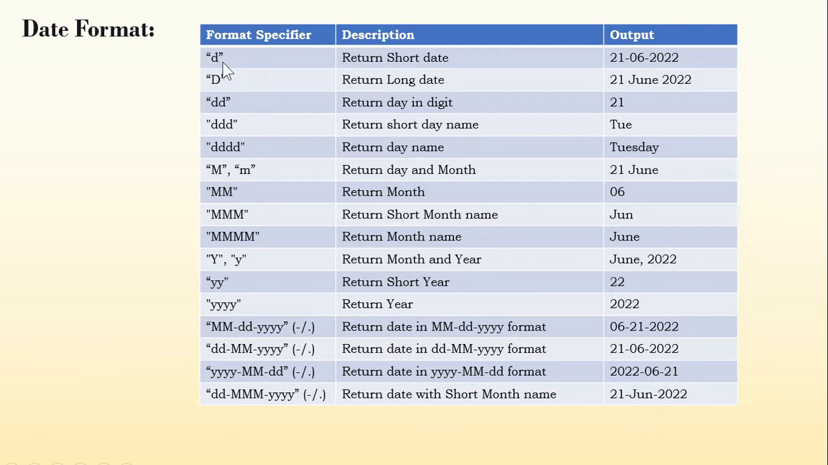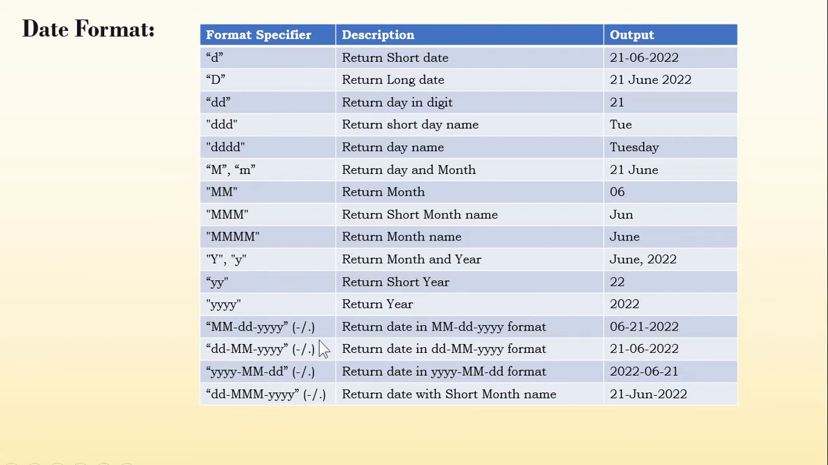If you use d, small d, it will return a short date, which is like this: 21-06/2022. So this is day, this is month, and this is year. If you put D, that is capital D, it will return a long date. It means it will return 21 June 2022. If you put dd, it will return the day in digits, it means 21. DDD will return a day name, that is TUE. If we put MM, it returns the month. So you can just go through this and use it.